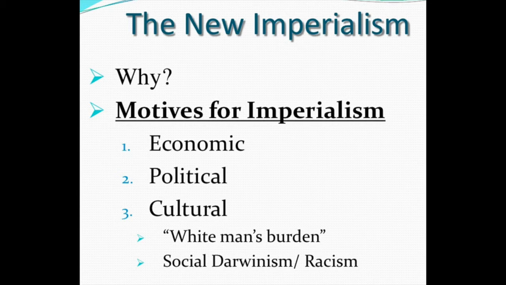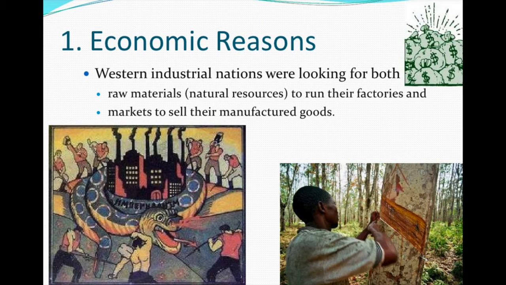applied to nations. And social Darwinism is heavily tied up with racism, and so it was used to justify that as well. And so we're going to dive into the first three here. First, we're going to talk about the economic motivations. The economic reasons are fairly simple: quest for raw materials or quest for markets.